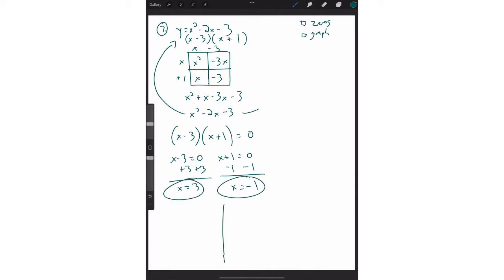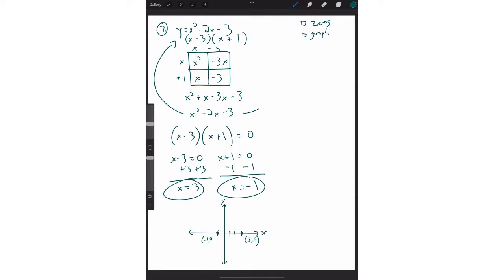If I were to go ahead and graph this, right? Look at that, that cleans it up nicer for me. Okay, this is my y-axis, this is my x-axis. Okay, x, 1, 2, 3. That's 3, 0. And then negative 1.